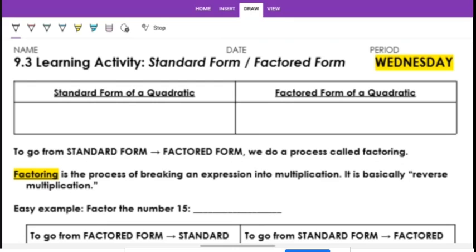So we have been dealing this week with standard form and factored form. This is all covered in your 9.3 packet. You're going to want to get your 9.3 packet out. And if there's anybody who doesn't have yours or can't find it, you can come grab an extra copy. So you're going to need your 9.3 packet and a pencil. And that's really all you're going to need today.